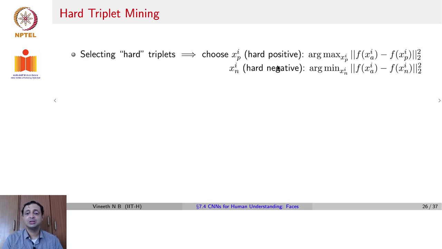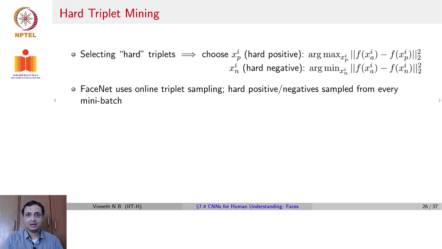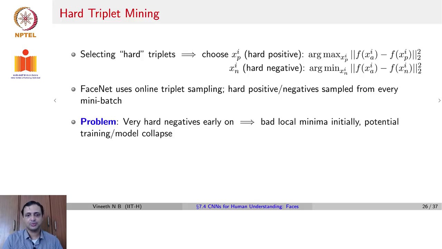What are hard positives? Where f of xa minus f of xp is maximized. Those samples where the distance to positive samples is the highest would be a hard positive, and where the distance of the anchor to a negative is minimum would be a hard negative. So we choose those kinds of samples in a given mini batch as hard triplets that we can train the network on. So FaceNet actually uses online triplet sampling, where hard positives and negatives are sampled from every mini batch.